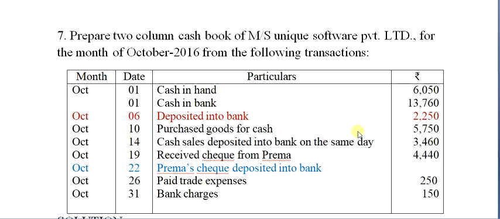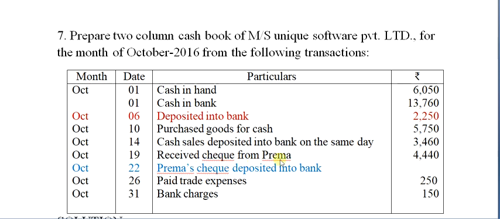October 10th, purchased goods for cash 5,750. What does purchased goods for cash mean? Our cash balance reduces, so it should be taken under the credit side. October 14th, cash sales deposited into bank on the same day 3,460. Cash sales have been made and deposited on the same day. So 3,460 is on sales, it is a receipt, so it increases our bank balance. Why? Cash sales we are making and it has been deposited on the same day, so it should be recorded in the bank column under the debit side.